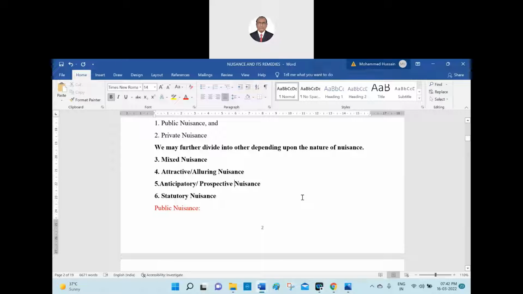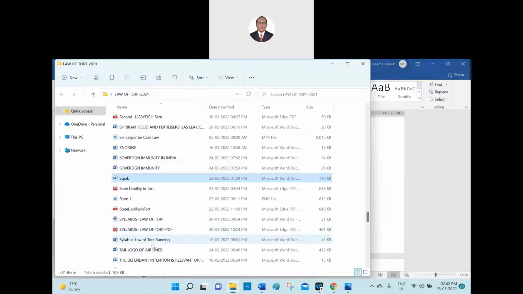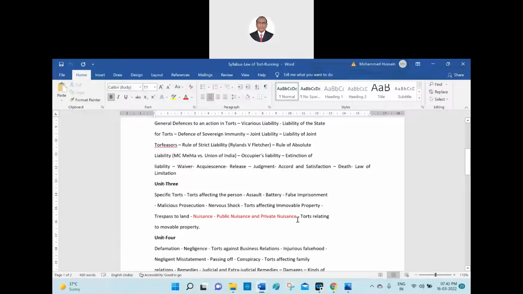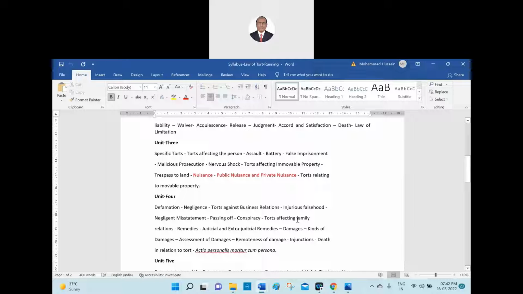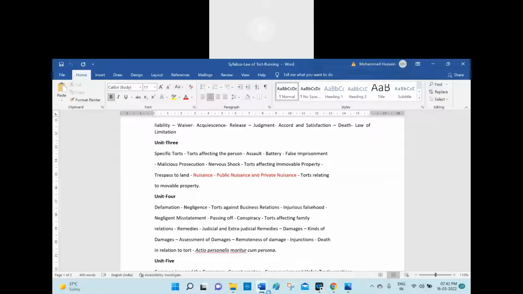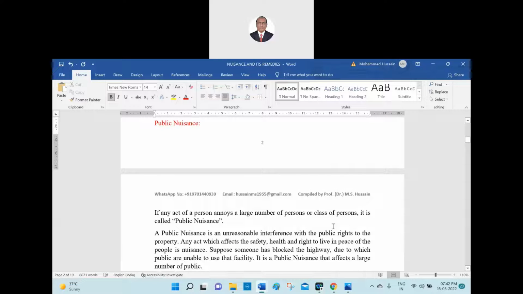So what does our syllabus say? We have only two: public nuisance and private nuisance. But I will give you the others because some of them are very easy to understand and we have already studied them when you were reading, and that's why I am giving this. So now let us see what is a public nuisance.